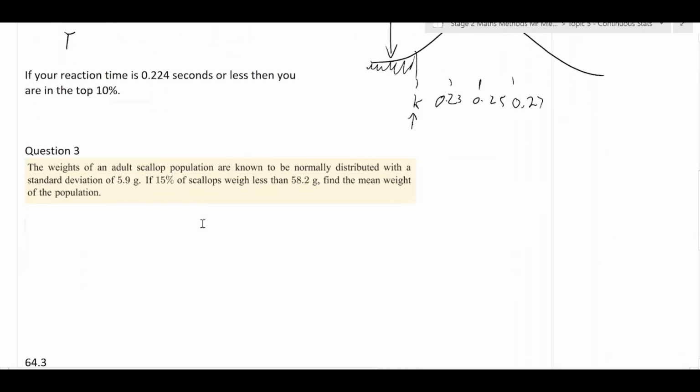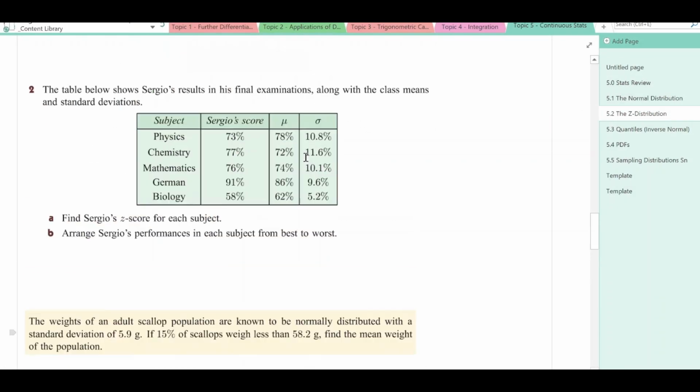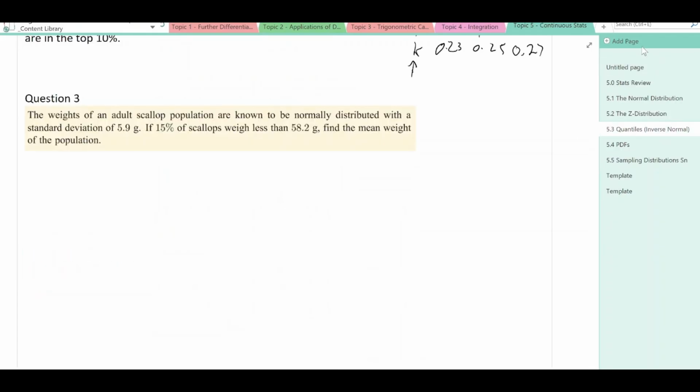Question 3, the weights of an adult scallop, blah, blah, blah. We want to find the mean weight. Now, this should be a flashback to what we did with Z distributions. The reason I'm covering this again is because it's hard to find these unknown means. So we'll use this as a little opportunity, because it is very related to inverse normals. So that's going to be Z equals X take mu over sigma.